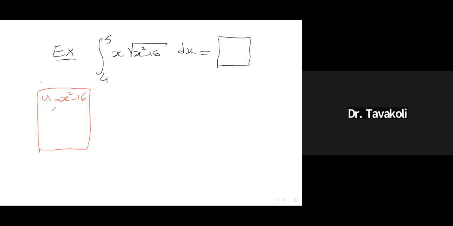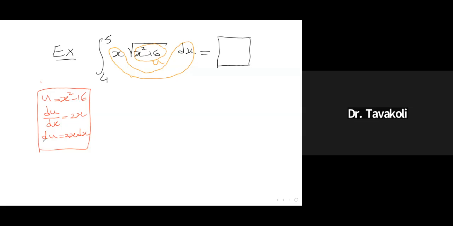In fact, the derivative of u with respect to x is 2x. The cross multiplication tells me that du is 2x dx. So let's see what we have so far. Under the radical is just u. And I need to think about x dx. In the last equation inside the rectangle, I have du is 2x dx.